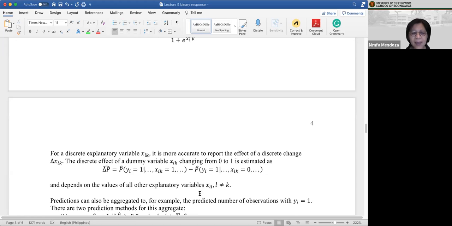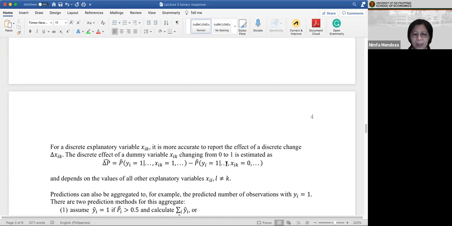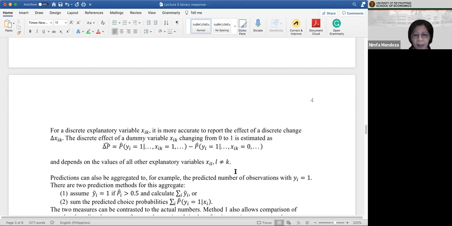For a discrete explanatory variable, it is more accurate to report the effect of a discrete change, delta sub ik. The discrete effect of a dummy variable x sub ik changing from 0 to 1 is estimated as follows. You get the predicted value when x sub ik is equal to 1, subtract the predicted value when x sub ik is equal to 0. Of course, you have to set the other regressors to some other values.